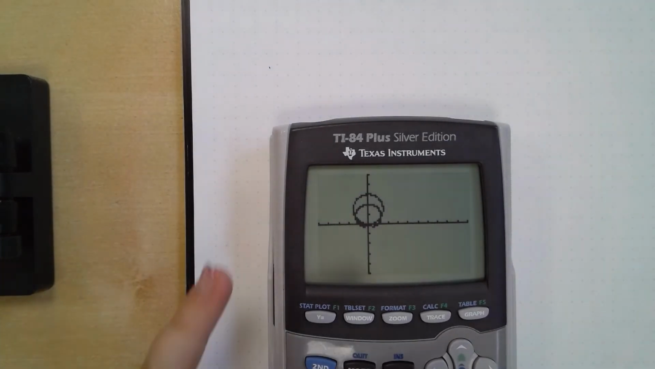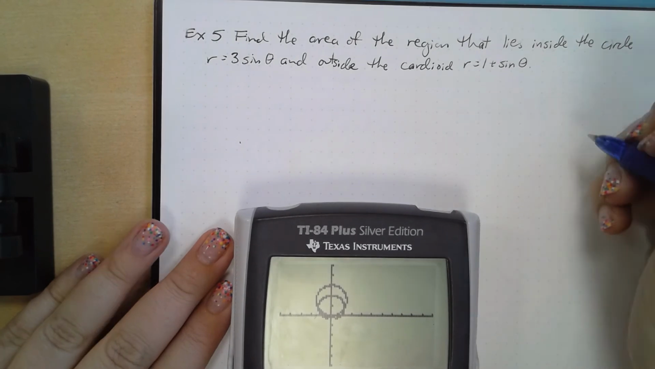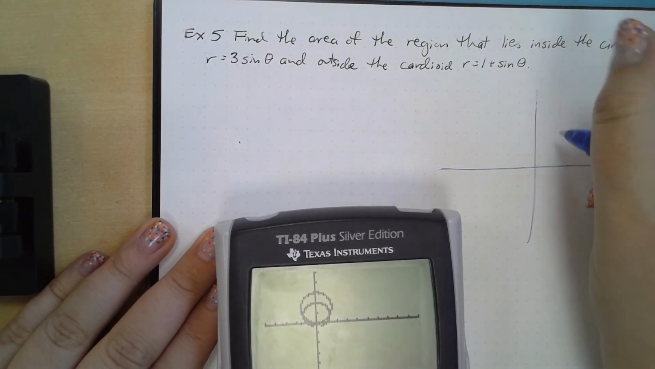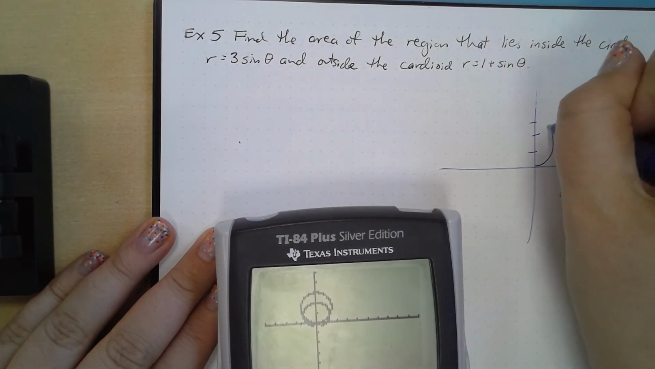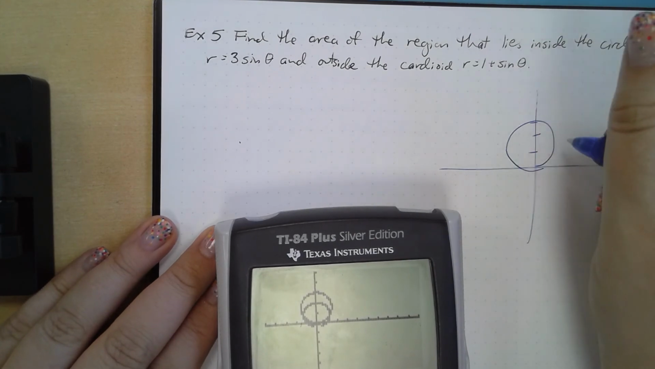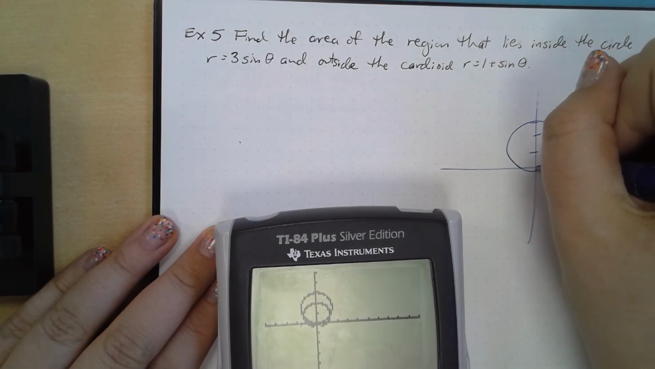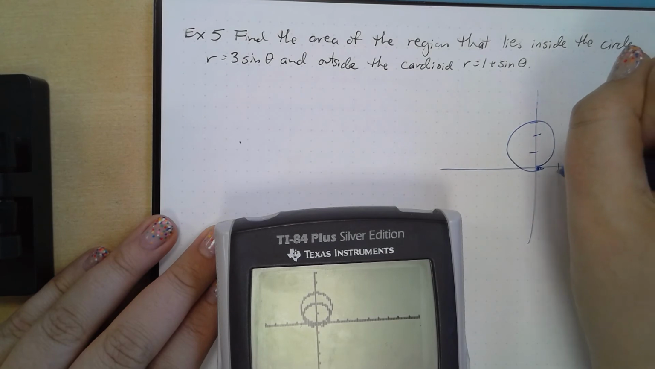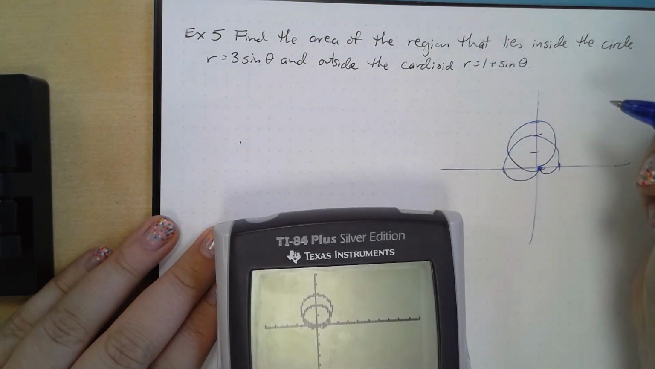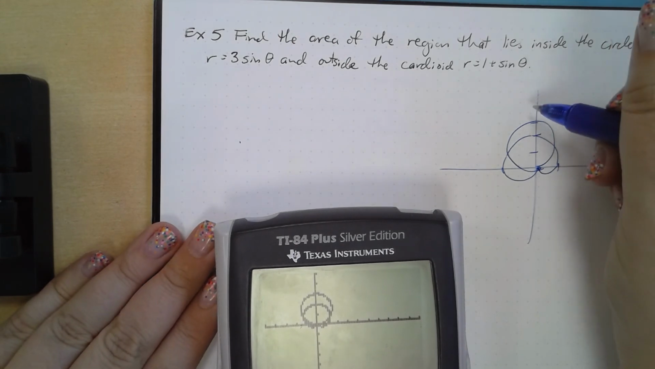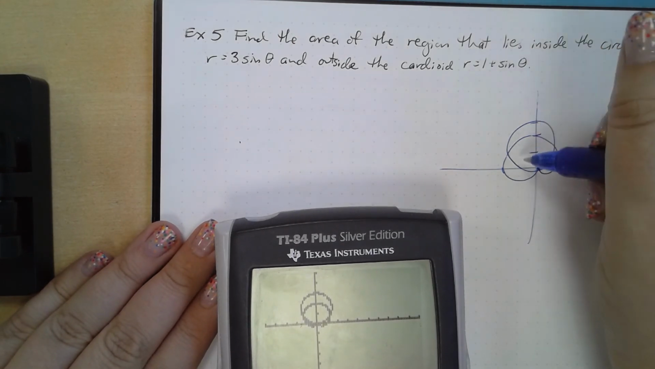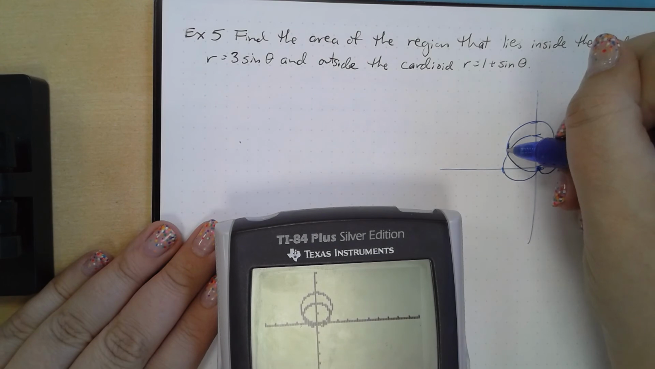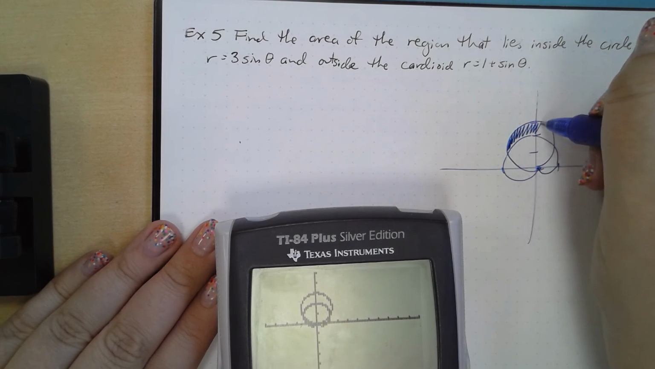But let me draw kind of a graph of this. So I've got my circle, 1, 2, 3, and then I've got a cardioid here that kind of goes like this, okay? And we want to find the area inside the circle and outside the cardioid. So what's that? That's this space right here.